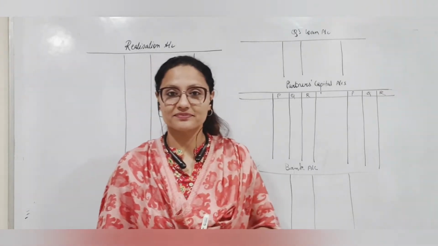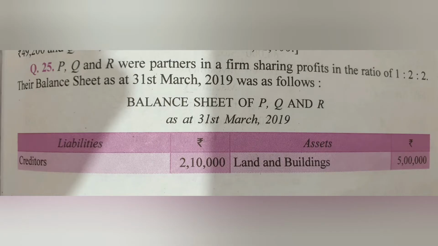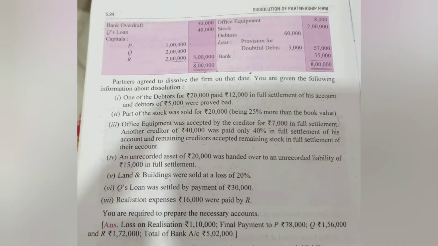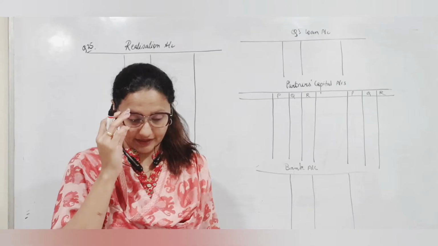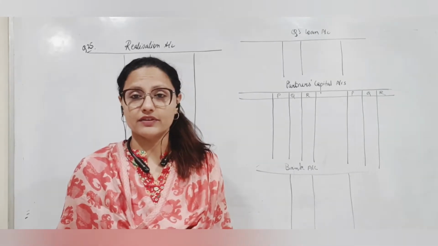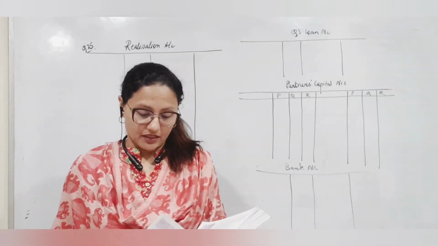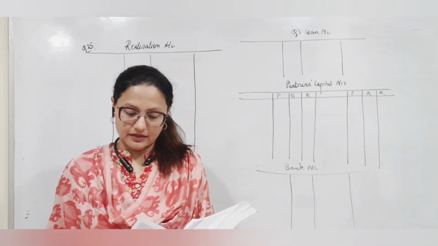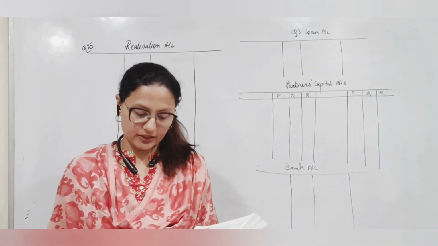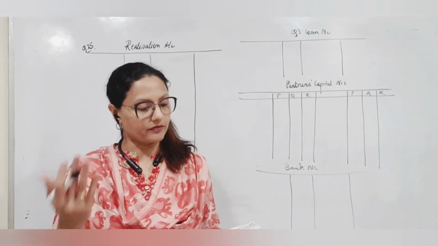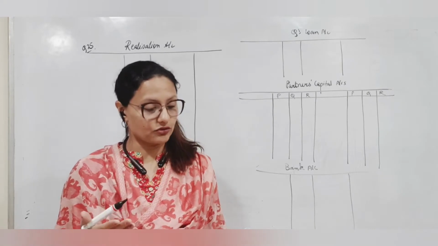Sum dekh lo. It's question number 25 of DK Goel. Creditors, land and building, you can see on the first page. PQR, where the partners are sharing profits and losses in the ratio of 1:2:2.